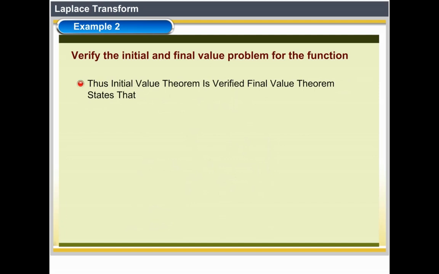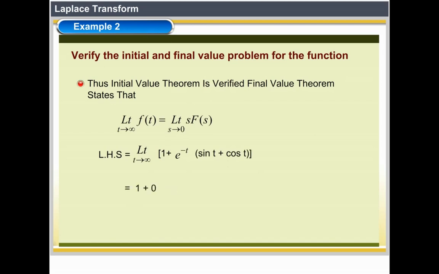The final value theorem states that the limit as t tends to infinity of f(t) equals the limit as s tends to 0 of s F(s). LHS equals the limit as t tends to infinity of 1 + e^(-t)(sin t + cos t), which equals 1 + 0 = 1.